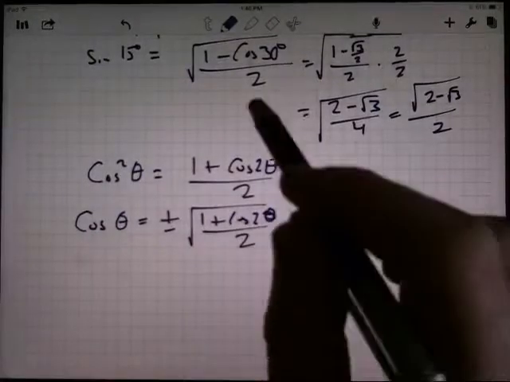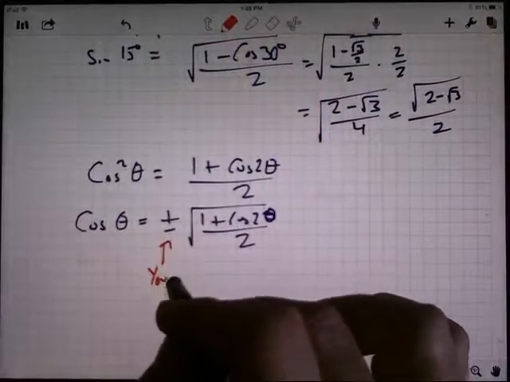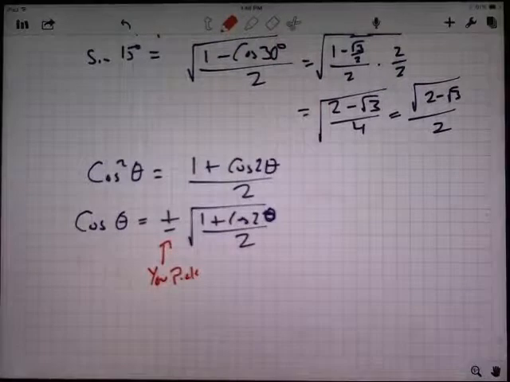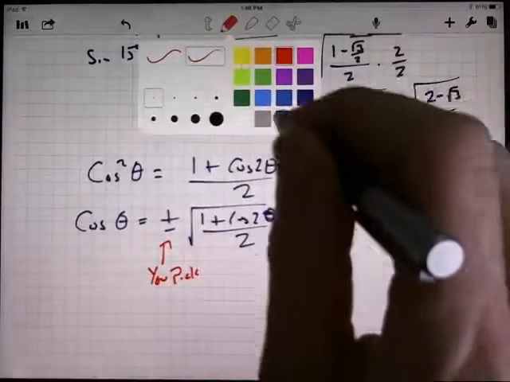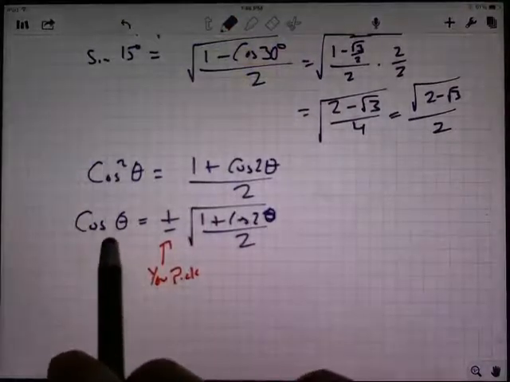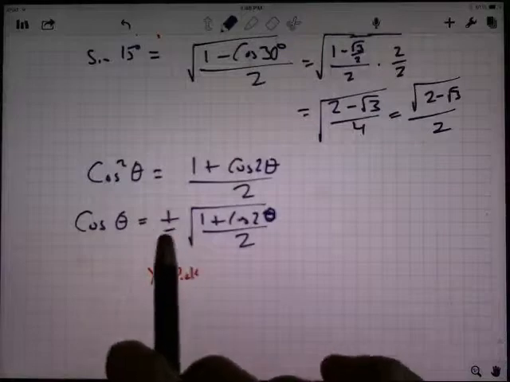And just like with the sine, you pick. You got to decide. It's not both of them. It's one or the other, depending on what you're taking the cosine of. If the angle you're taking the cosine of is a first quadrant or fourth quadrant, the cosine is positive. If you're in second quadrant or third quadrant, you're going to want the negative sign.